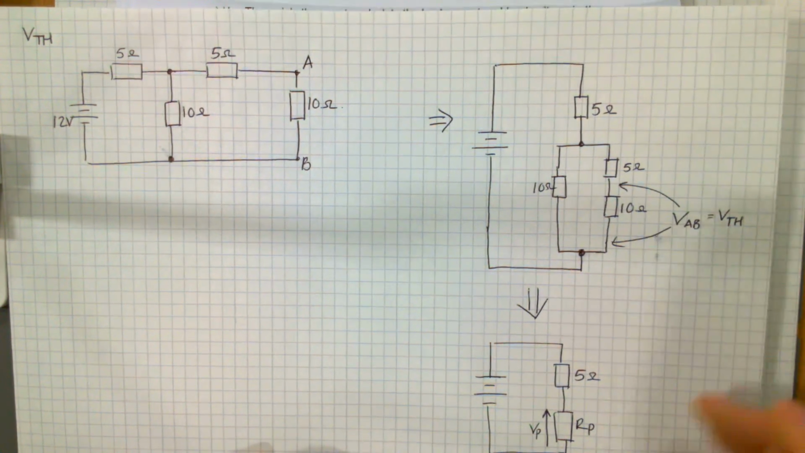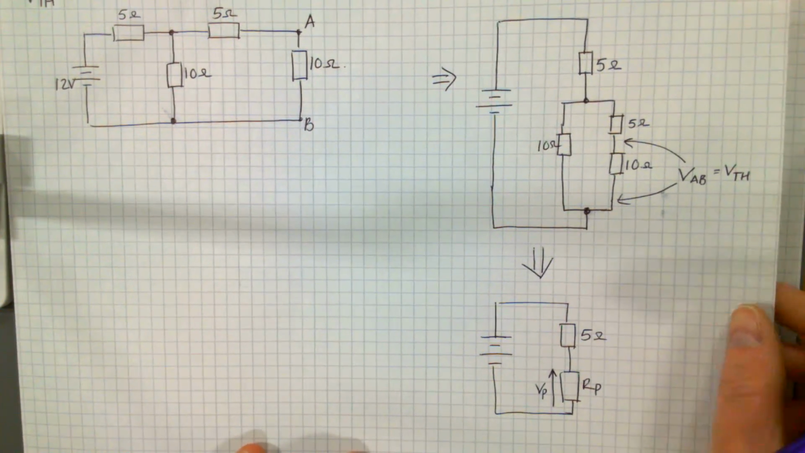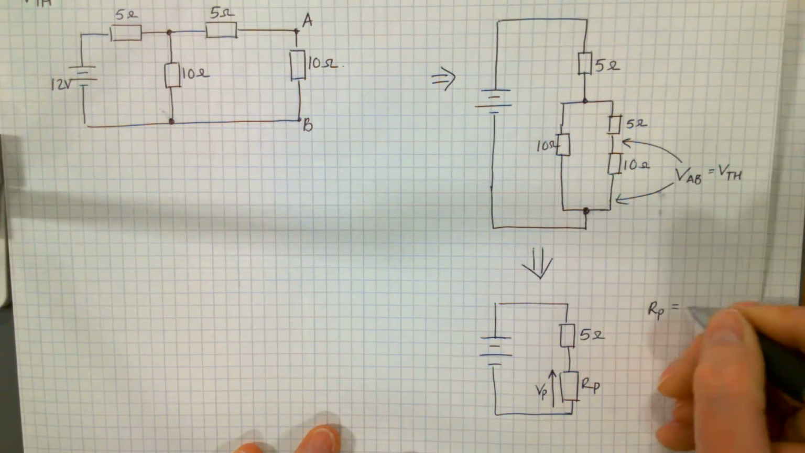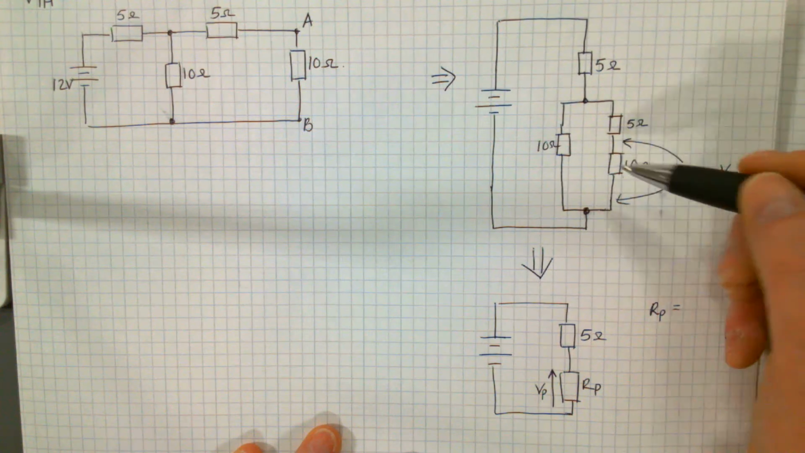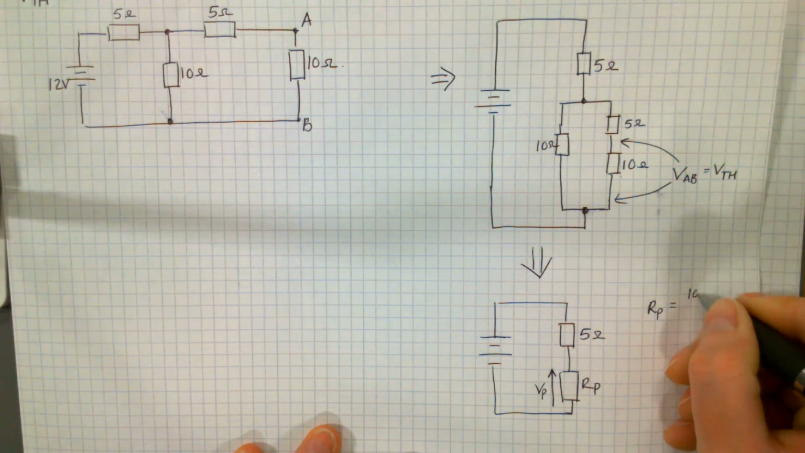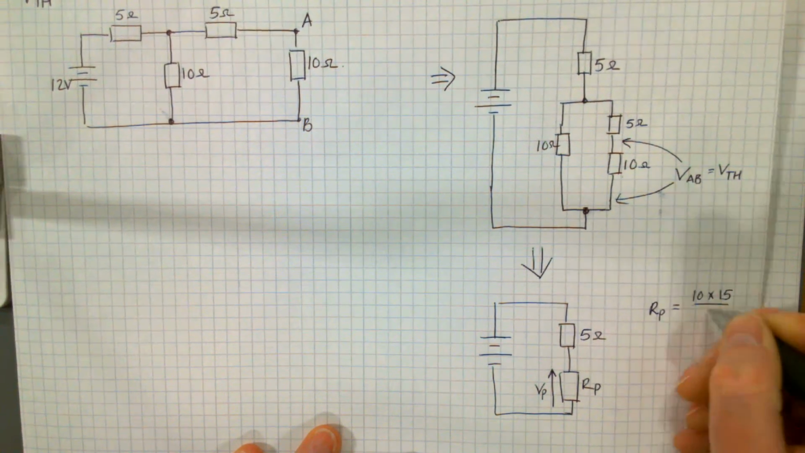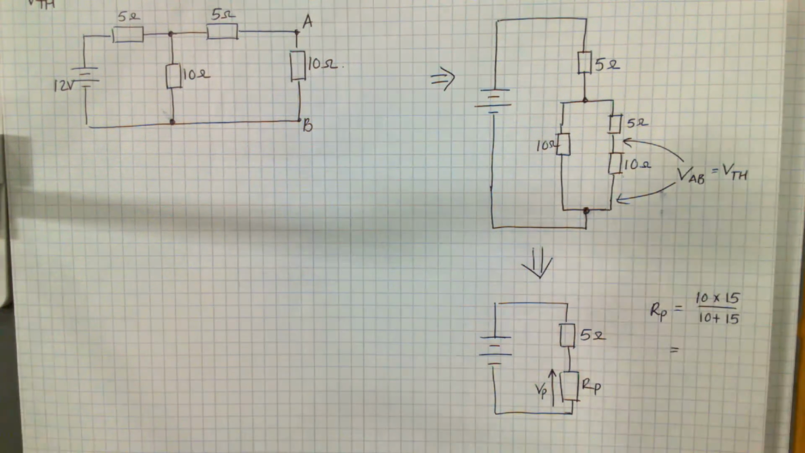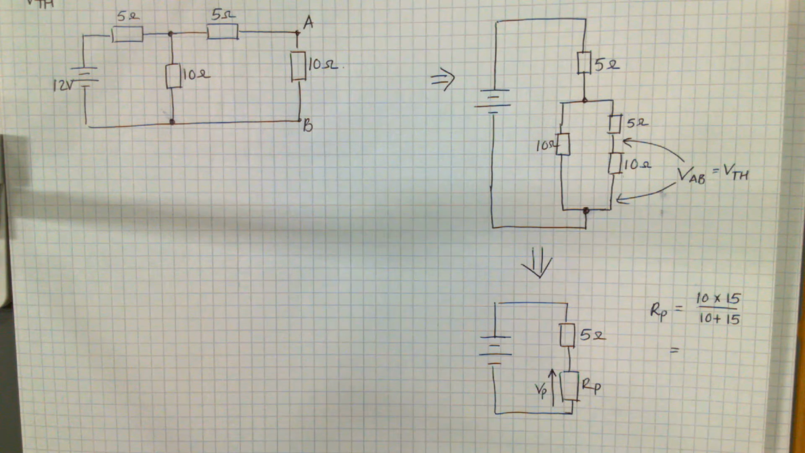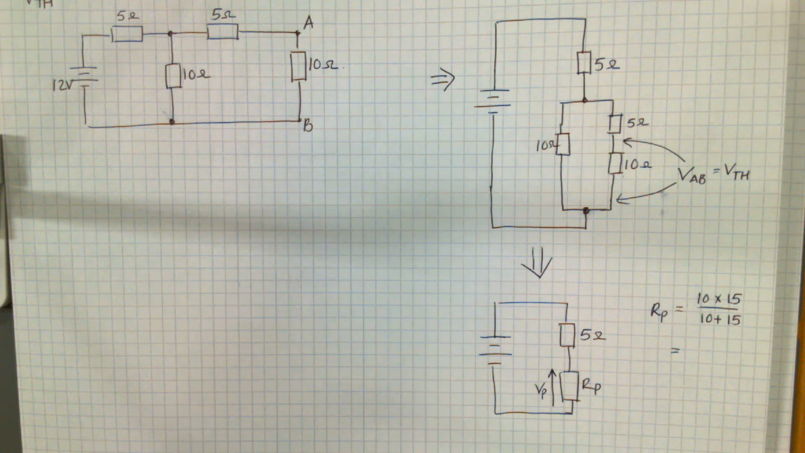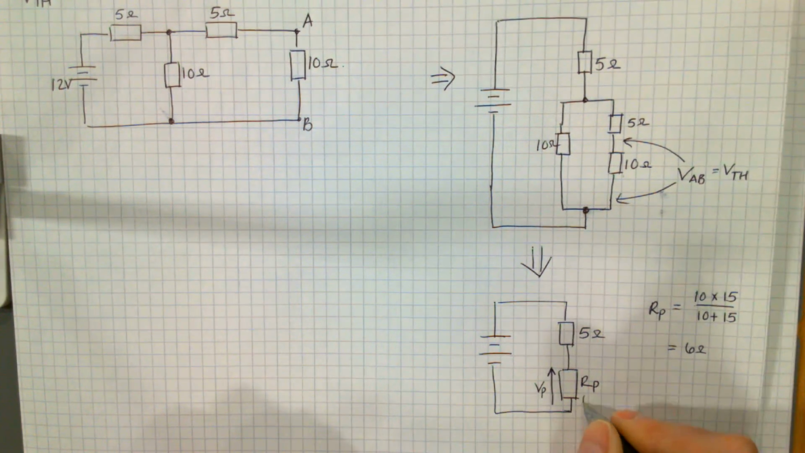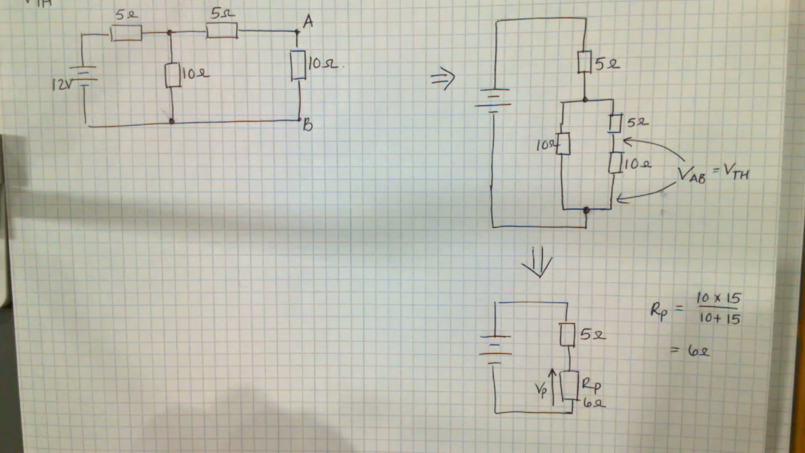So to get your RP, doing the product over the sum if you like. In one branch you've got 15 and the other branch you've got 10. And that'll get you your RP value. So that's 6 ohms.